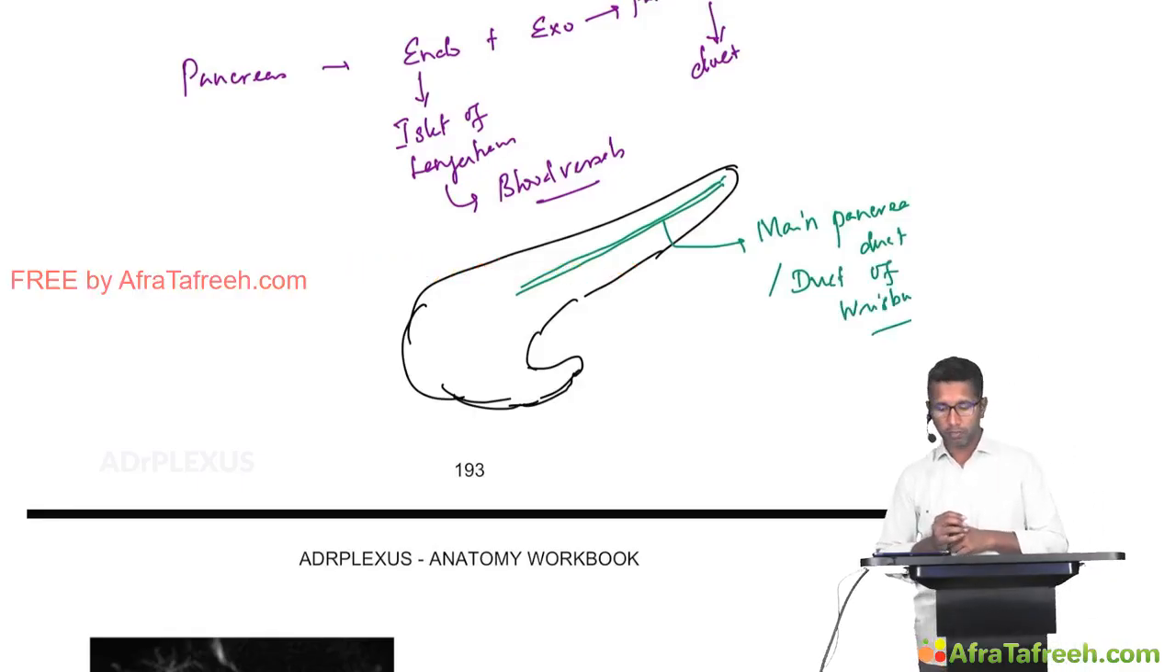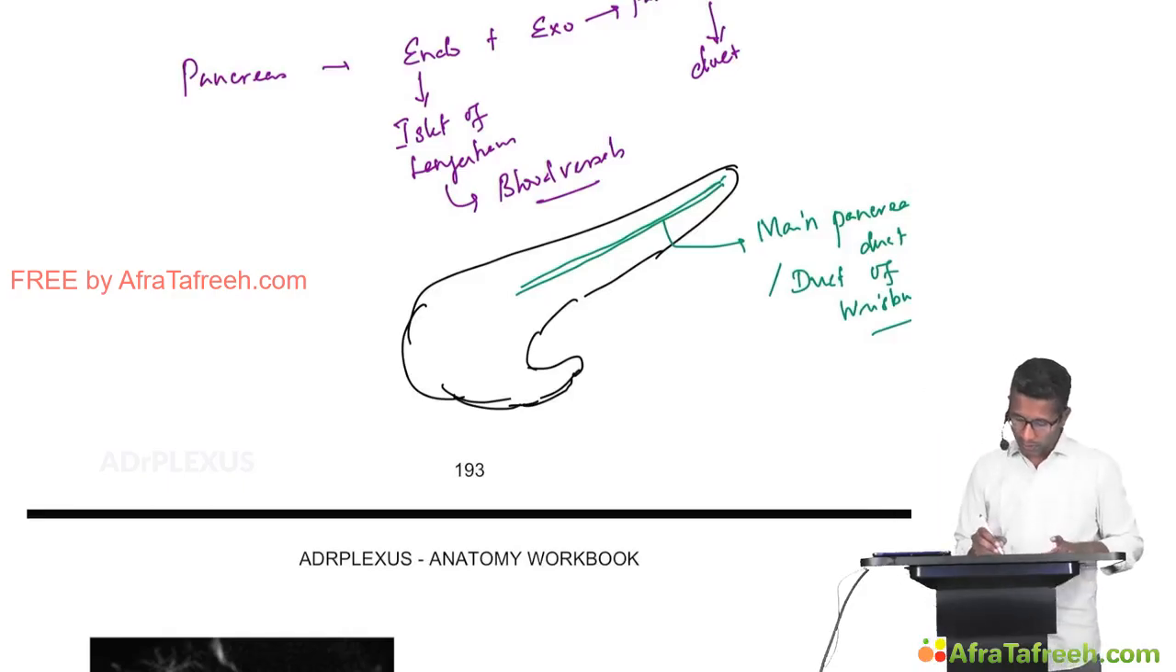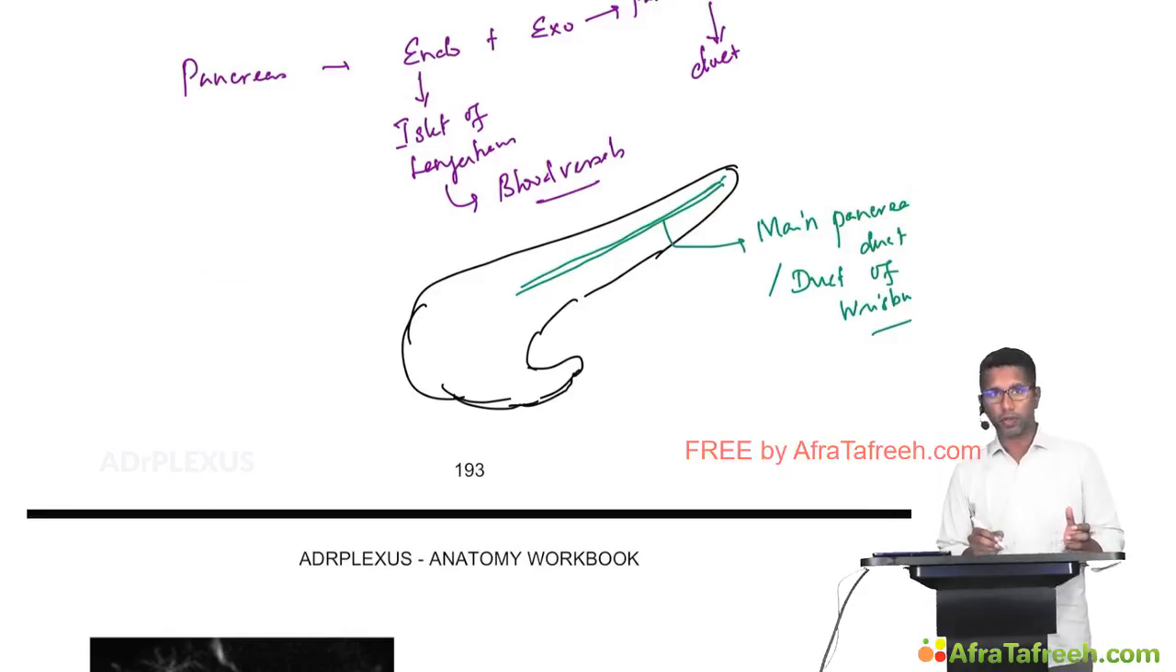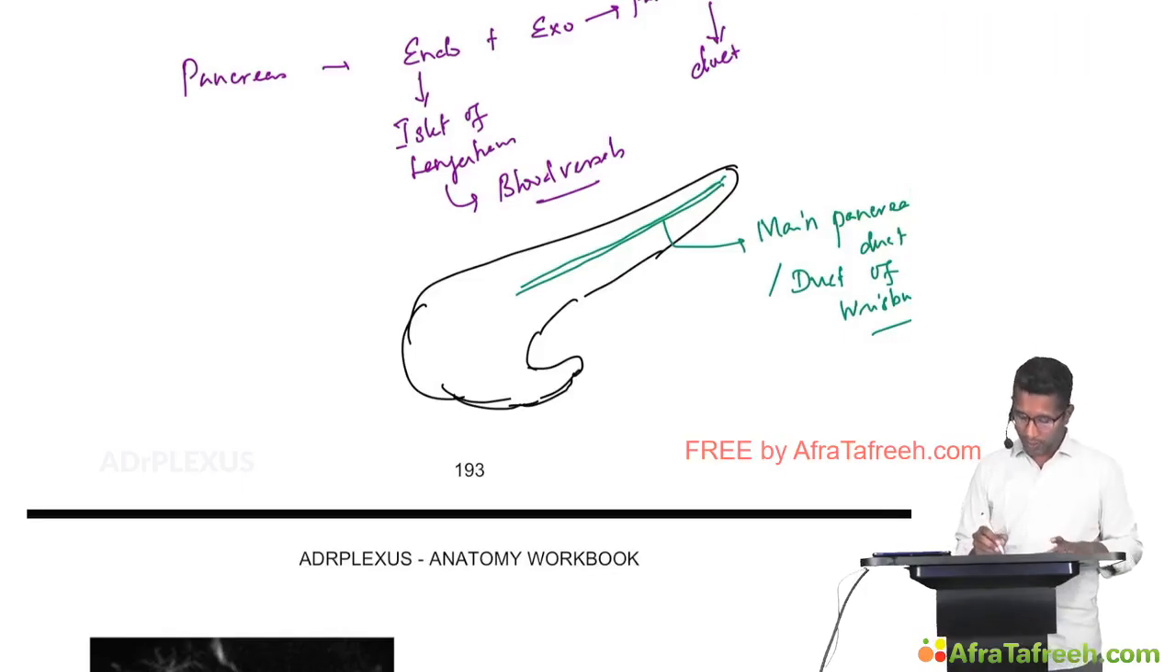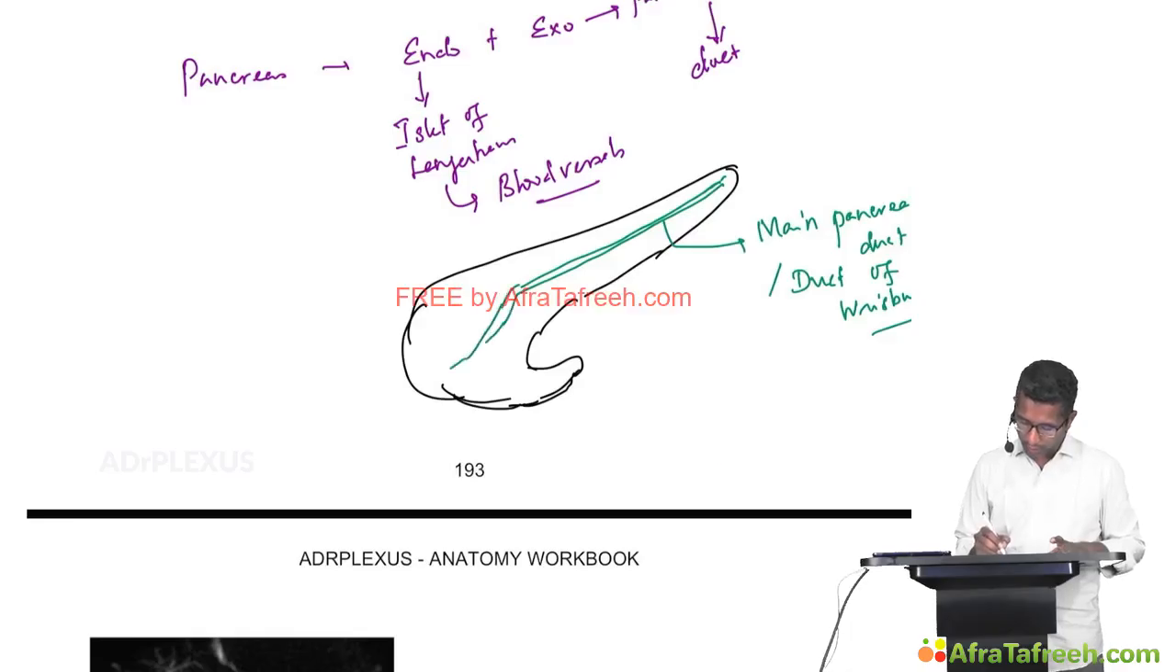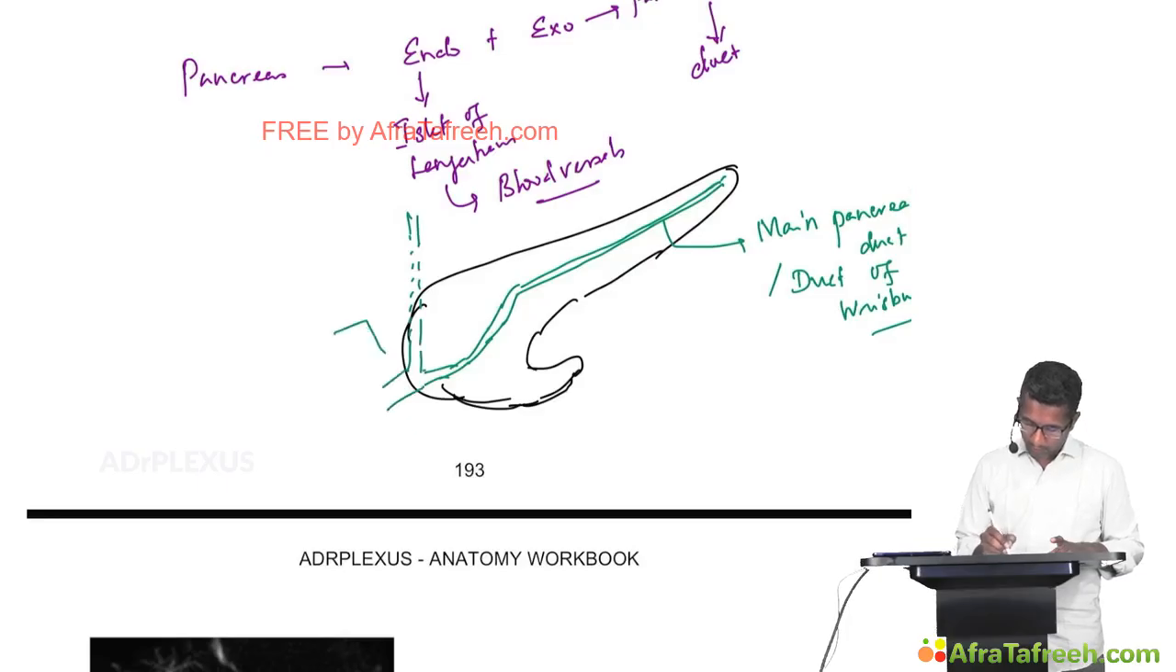The main pancreatic duct drains the tail, the body, the neck portion, and also some portion of the head. It fuses with another duct coming from above, the biliary duct, the bile duct. Both of them fuse and open into the second part of the duodenum.